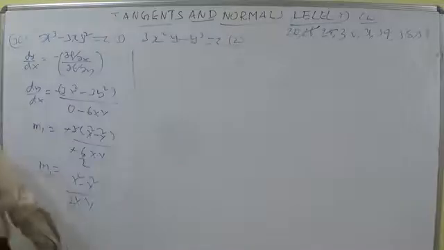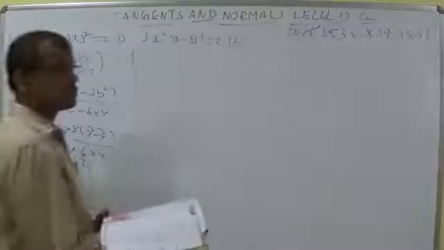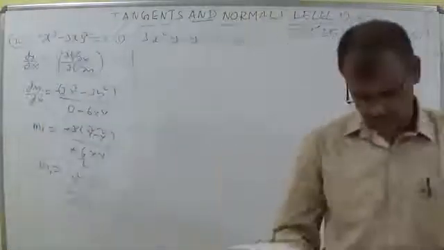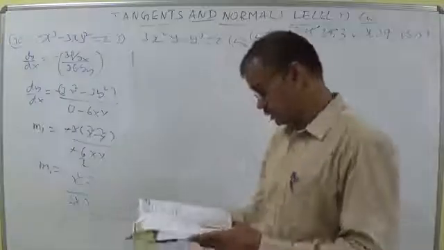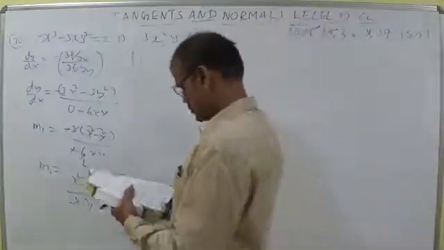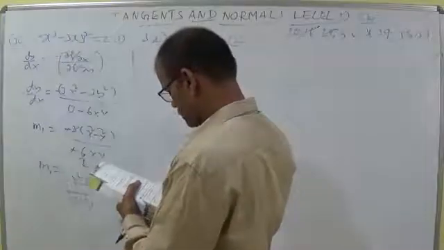If the point of intersection is given, we write it. Otherwise, we should calculate the point of intersection. Here the angle between the curves is simply asked. Okay, next one. The point of intersection was not given.